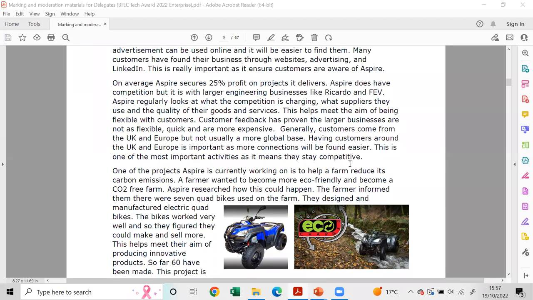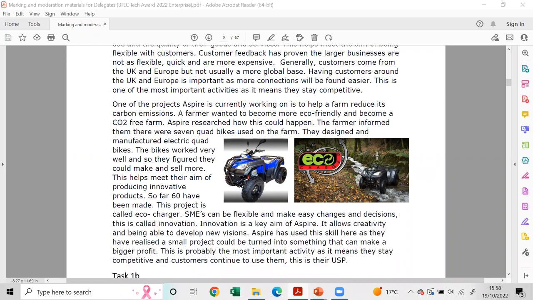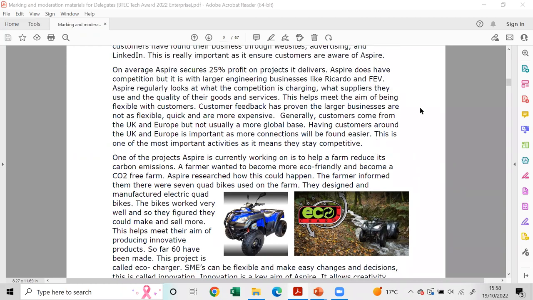the fact that their customers come from UK and Europe, and having most of their customers in UK and Europe is really important because those connections may be easier. Okay, they've not necessarily, you know, done the best link there, but they have tried to link it again about trying to be flexible with their customers. So again, there is some linkage there. There is some detail, there's some attempt to explain.